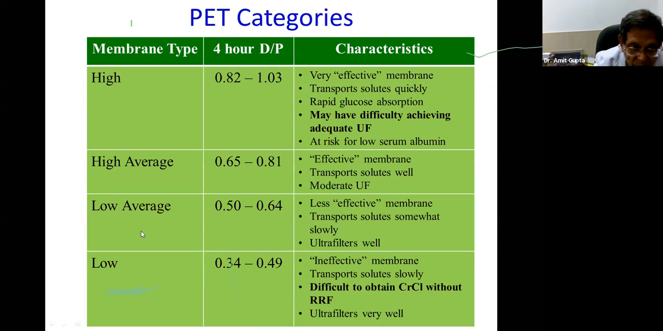Patients with low transport characteristics, it's an effective membrane. It's difficult to obtain adequate creatinine clearance in patients, particularly those who do not have residual function, but these patients ultrafilter well.